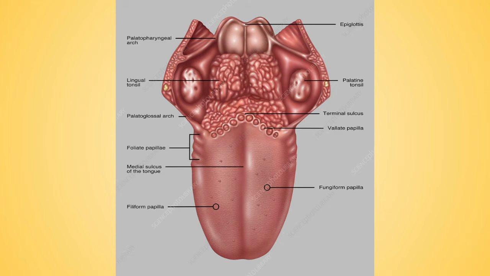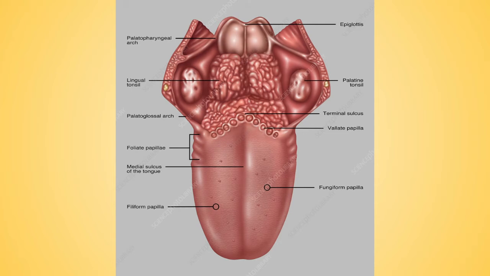Now these are the projections of the mucous membrane or corium, which actually gives the anterior 2/3 of the tongue its characteristic roughness. Okay. Now these are of the following 4 types. That is, first of all, the vallate or the circumvallate papilla. Now they are large in size, 1 to 2 mm in diameter, and are about 8 to 12 in number. They are actually situated immediately in front of the sulcus terminalis.